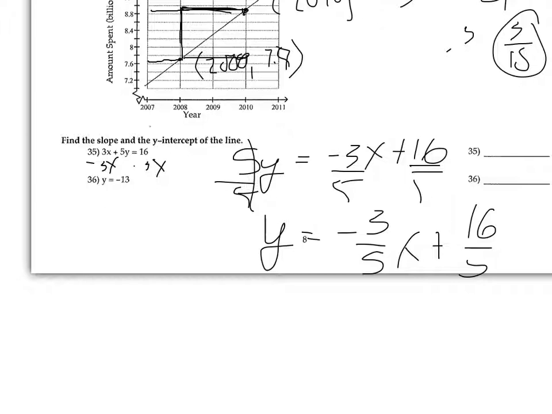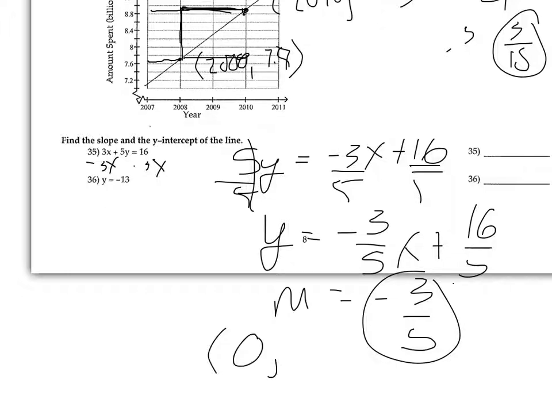So the slope here, m, equals negative 3/5. Now the y-intercept is an ordered pair. It's going to be 0, comma, and this b gives us the y-coordinate, so that's going to be 16/5. So our slope here, our y-intercept right there.